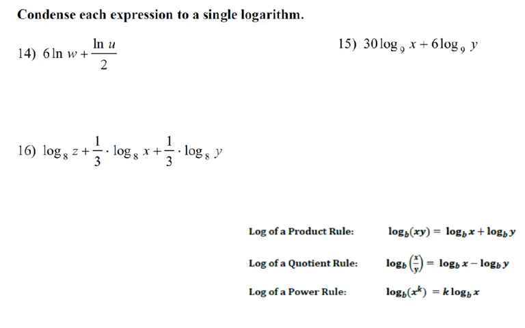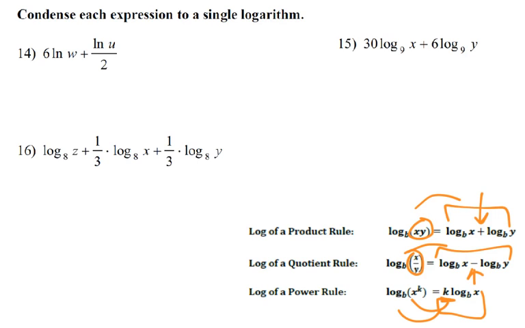Now on the flip side, we can take this piece and bring it back to the smaller one. Sometimes we only want to simplify it that way. Okay? But the same idea works. If you have plus, you know that becomes multiply. Minus becomes divide. Number in front multiplied becomes a power.